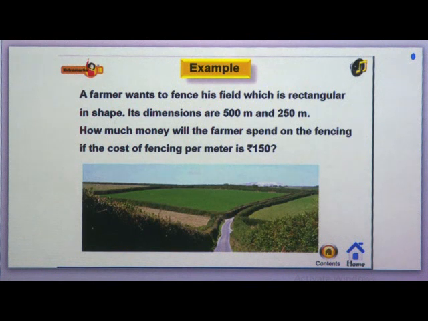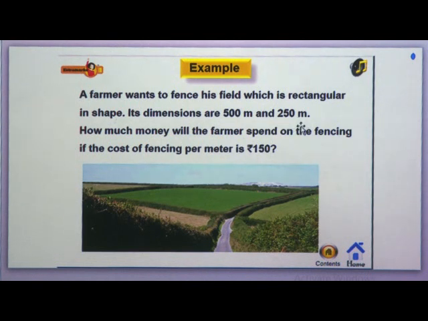Now, we will see the example. You might be seeing what the picture over here is. You might have some ideas because we are learning maths. We are learning perimeter and area. So, a farmer wants to fence his field which is rectangular in shape. Its dimensions are 500 meter and 250 meter.